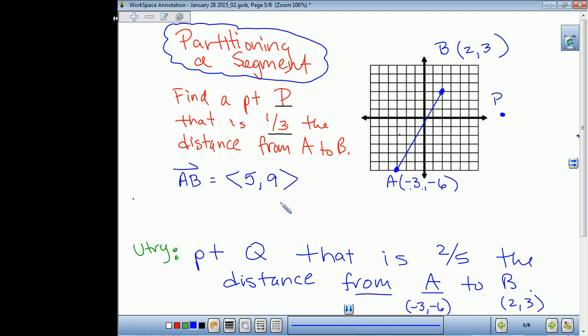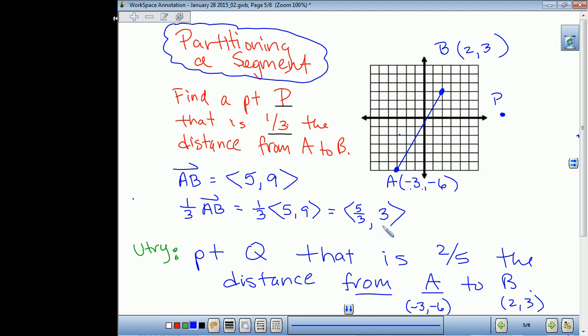Now, do we want to go all the way from A to B? No. We only want to go 1/3 of the way. So we don't want that whole vector. We want 1/3 of that vector. So we do 1/3 of that vector, and my horizontal gives me 5/3 and my vertical gives me 3.